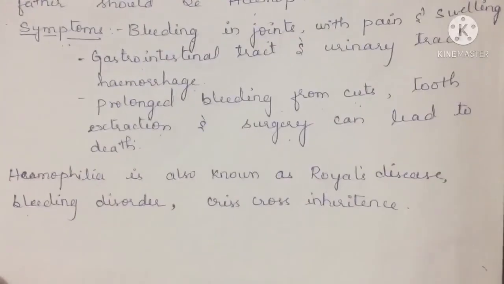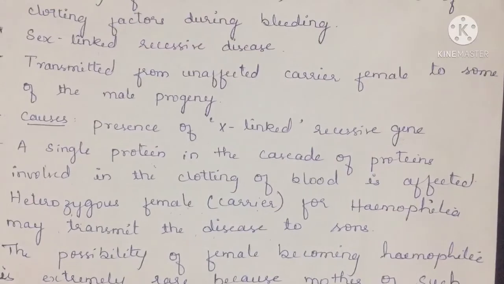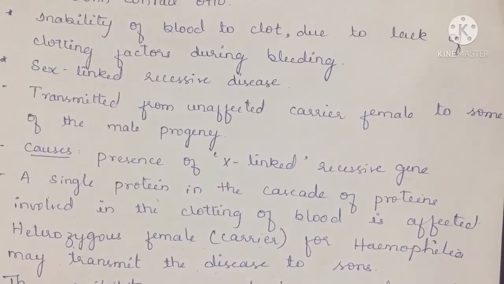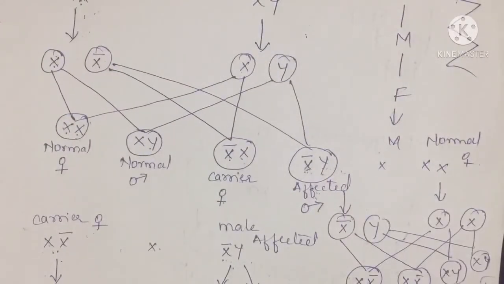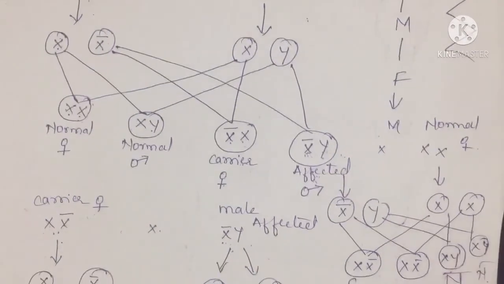Hope you understood this. Hemophilia is very important: 1 mark question, 2 mark question, and entrance exam questions. In entrance exams they can ask: if the female is a carrier, or the female is affected and the male is normal, what will be the progenies, how many children will be affected, whether females are affected. This kind of confusing questions will be asked, so you should know all the details of it.